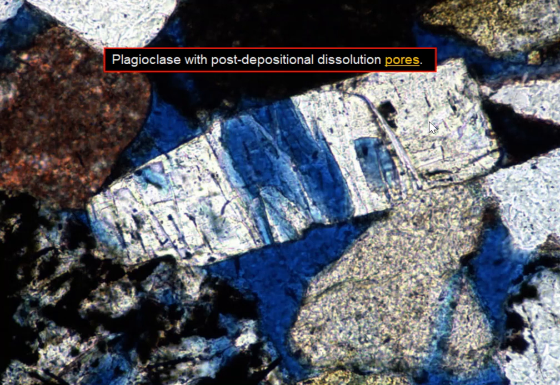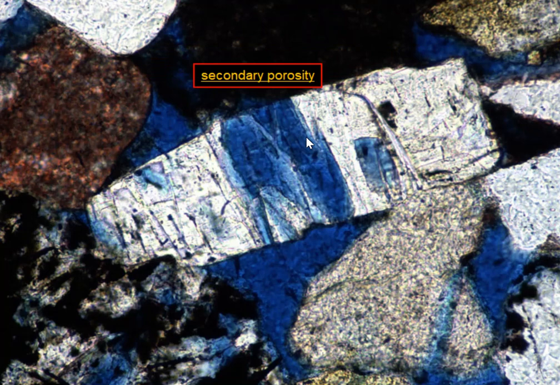There we go. This is a plagioclase, but what's intriguing about this plagioclase is it has secondary porosity that's indicated by the blue epoxy. There it is. All right, next image.